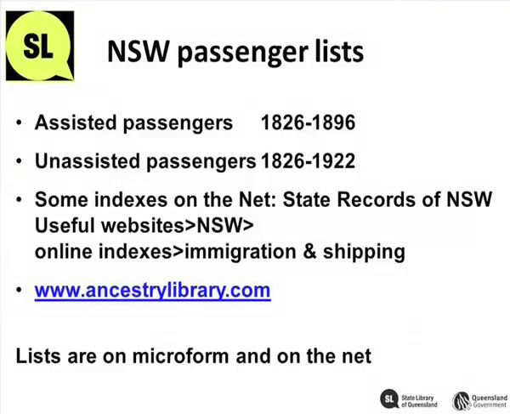New South Wales passenger lists, we have assisted, 1826 to 1896, unassisted 1826 to 1922. Some indexes are on the net, State Records is, and of course they're at useful websites. So you go to useful websites, New South Wales, online indexes and immigration and shipping. Also ancestrylibrary.com. Lists are on the microform and they're on the net. So sometimes people will look on the microform because it's an earlier generation, or they want something they're not happy with in Ancestry.